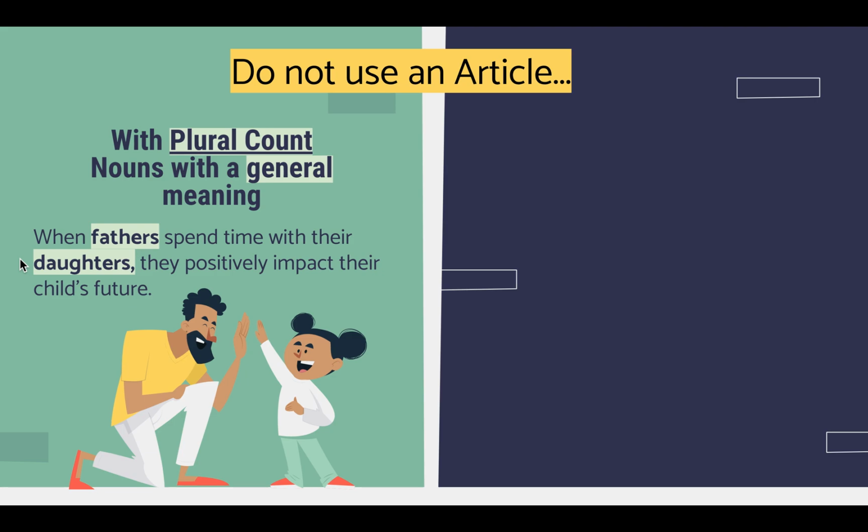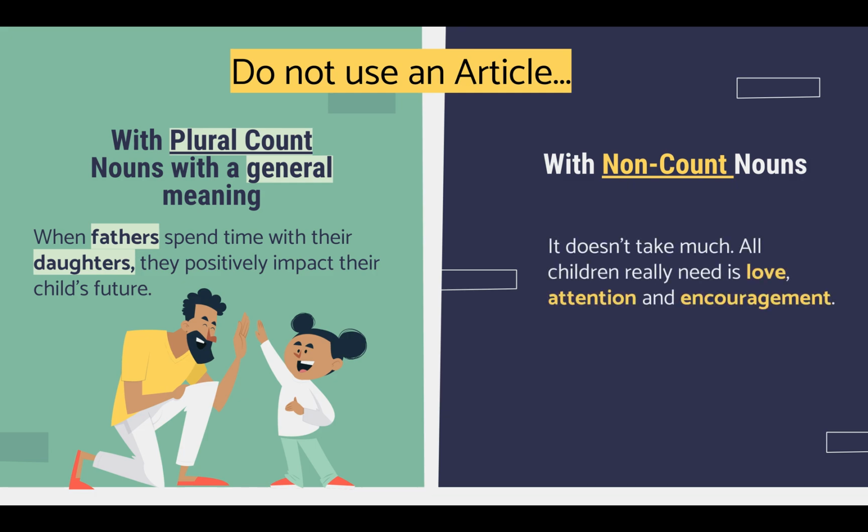A second reason we don't use an article is with non-count nouns. So a non-count noun is something that you cannot count, like air or water or rice. It doesn't take much. All children really need is love, attention, and encouragement. So love, attention, and encouragement are all non-count nouns, and therefore we don't put an article before them.